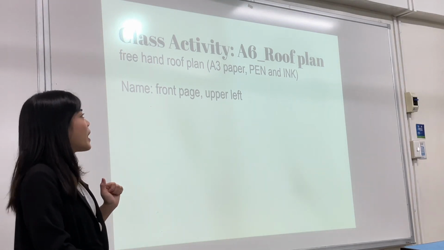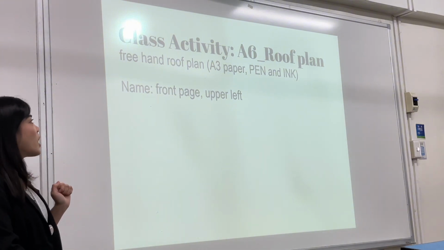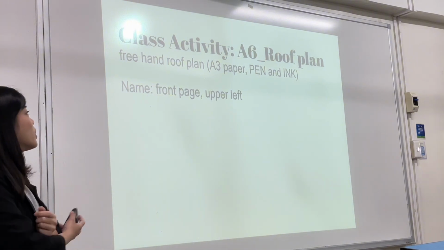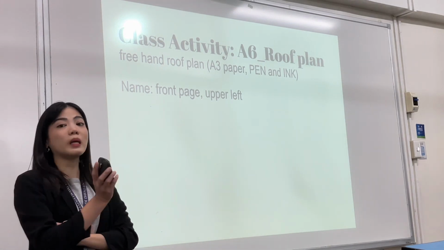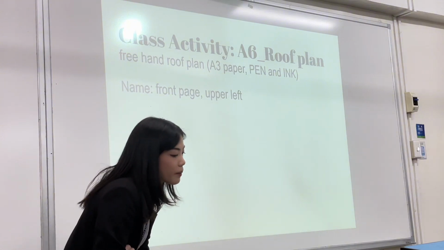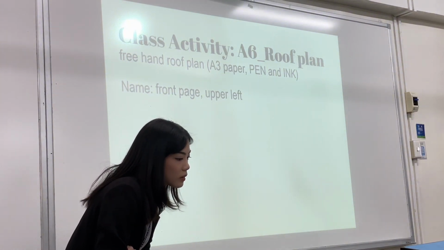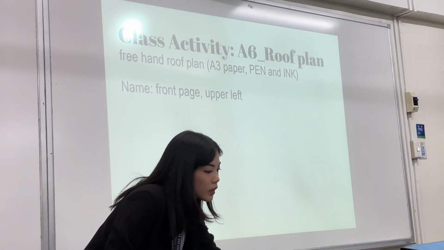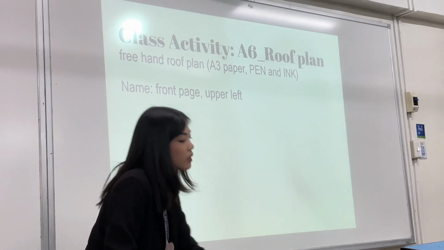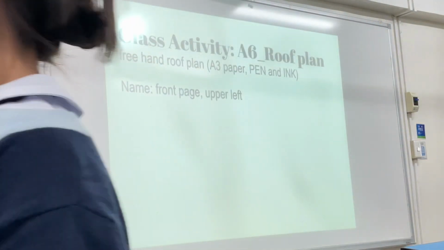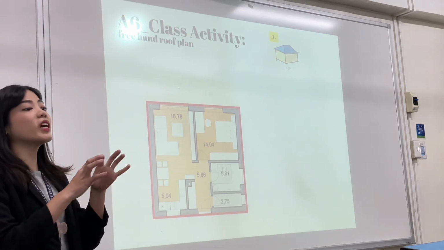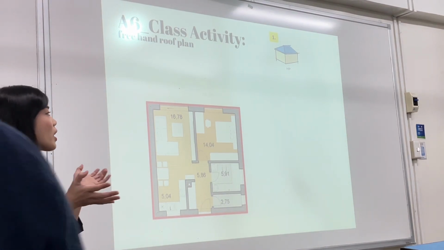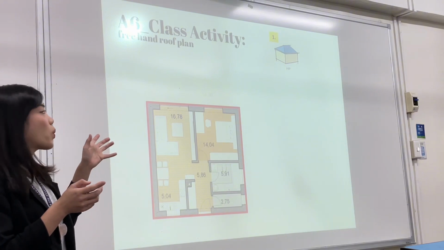Okay, so for our next plate, roof plan. Freehand roof plan, A3 paper, pen and ink. Name, front page, upper left. What I suggest is you take a picture and then trace it on your phone. For this one, it's a basic square floor plan.